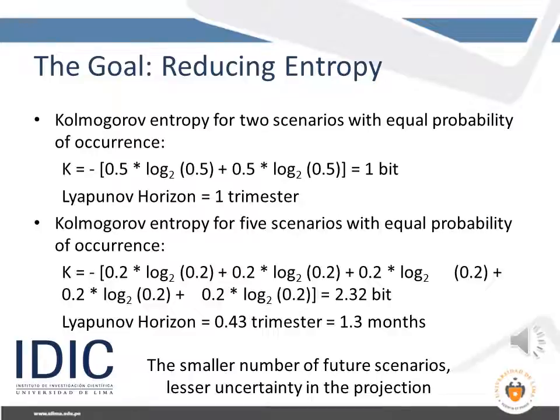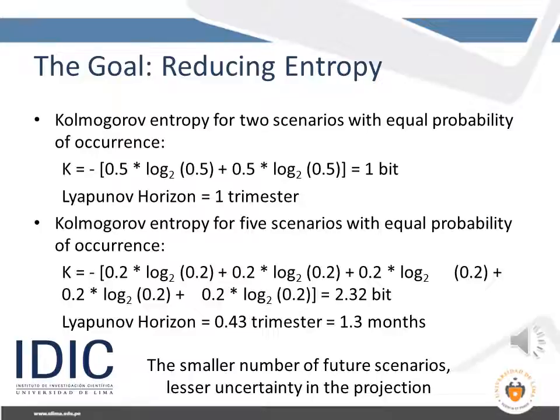For example, if we compare the entropy in a foresight with two scenarios with equal probability of occurrence, we will have two scenarios with 50% of occurrence each, and the loss of information for the next period will be 1 bit. Imagine we are calculating this in trimesters, so our Lyapunov horizon will be 1 trimester. It means we can make certain plans for the next trimester at the most.